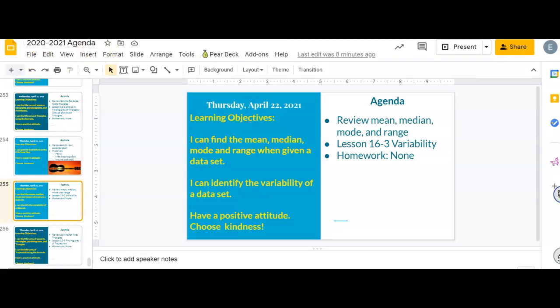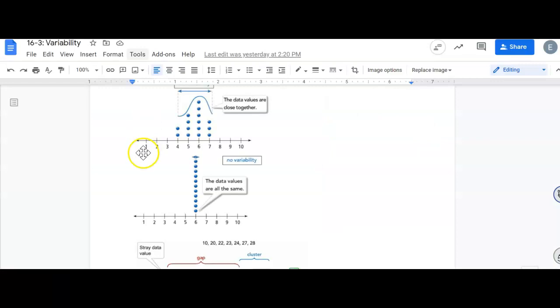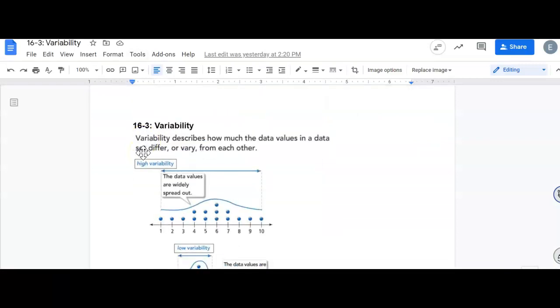Let's go ahead and move on to what we're going to be talking about today, and that is variability. It's a very complicated word to say, especially if you have to say it a bunch of times. So I want you to try to say variability 3 times in a row, fast.